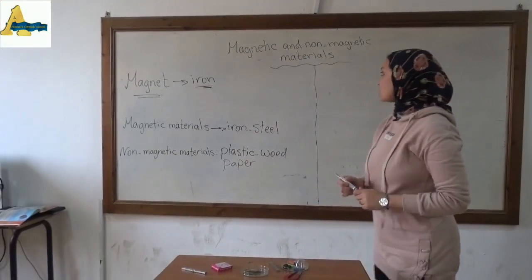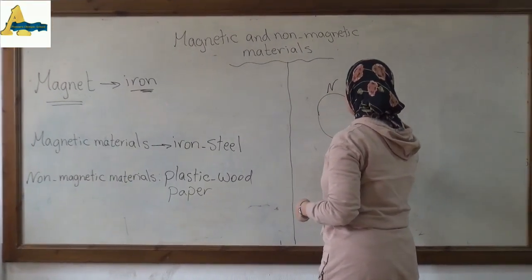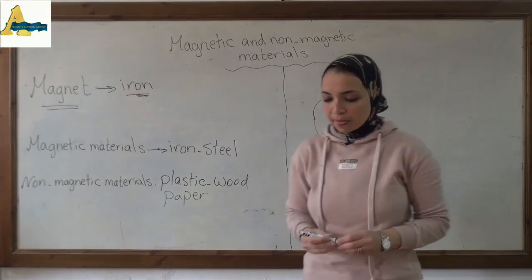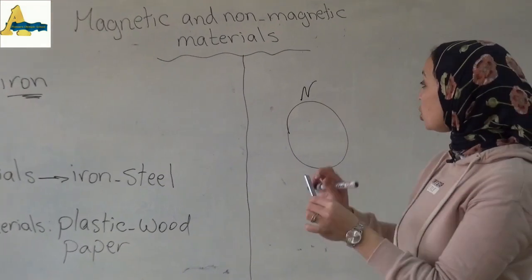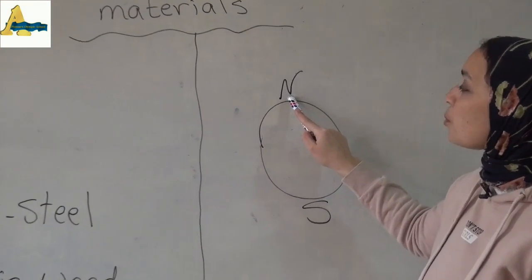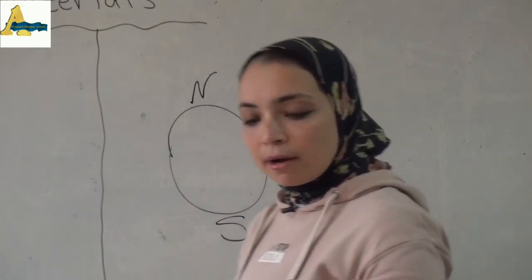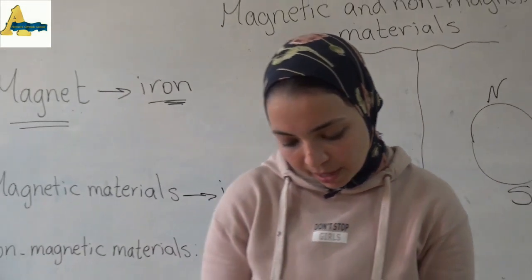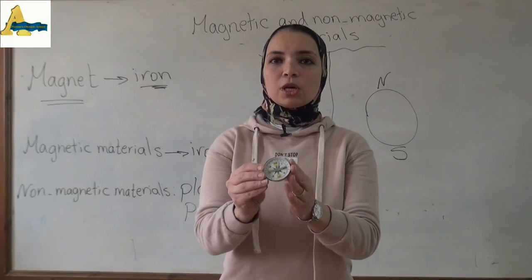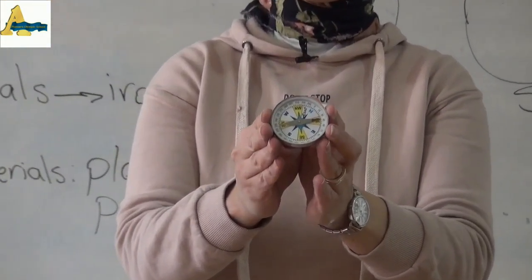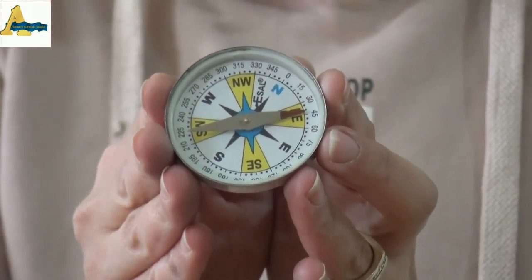As you know, the Earth also has its north pole and south pole. We found that when a magnet stops moving, its north pole points to the north pole of the Earth, and its south pole points to the south pole of the Earth. From this, we made the compass. Here is the compass. Do you know the compass? I use it to know the four main directions.